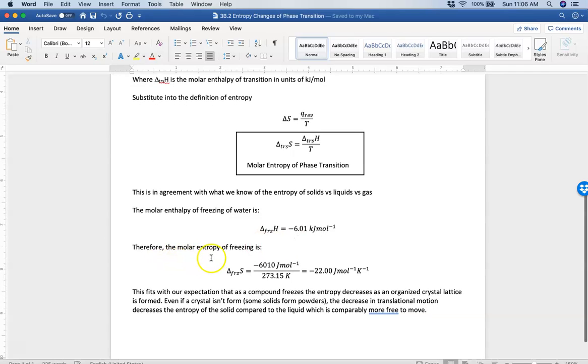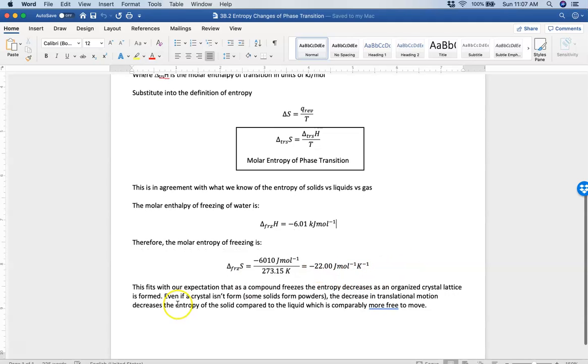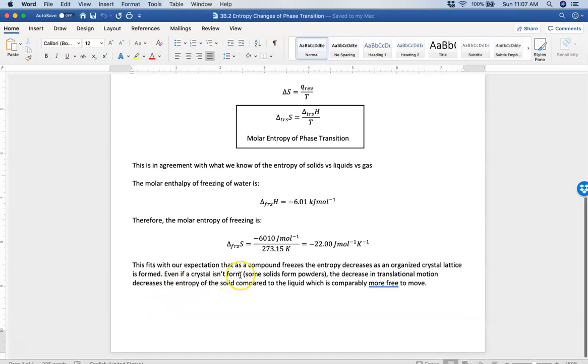So therefore, the molar entropy of freezing is just going to be equal to that delta H divided by the T, and we find that the change in entropy when water freezes is negative 22 joules per mole per Kelvin. And this fits with our expectation of what we see when a compound freezes.